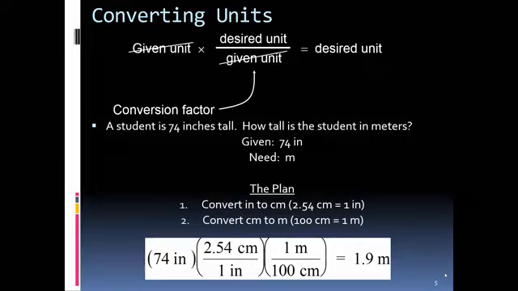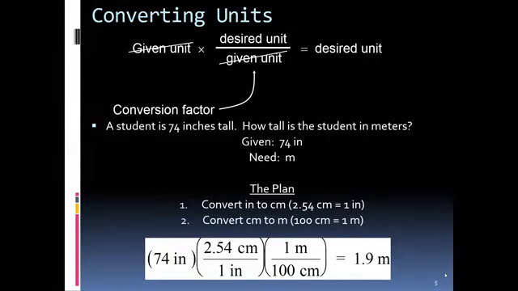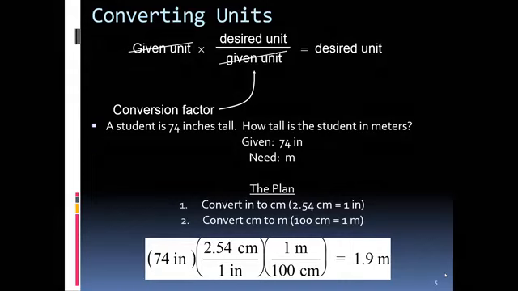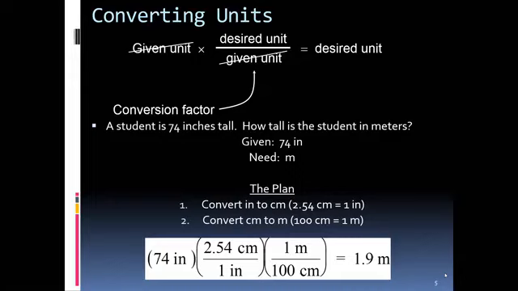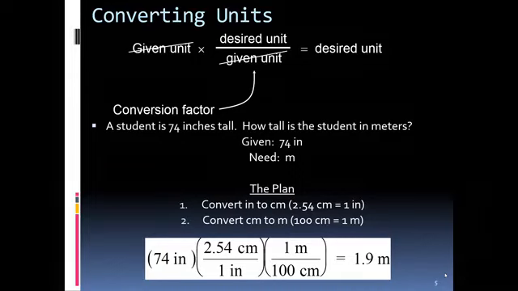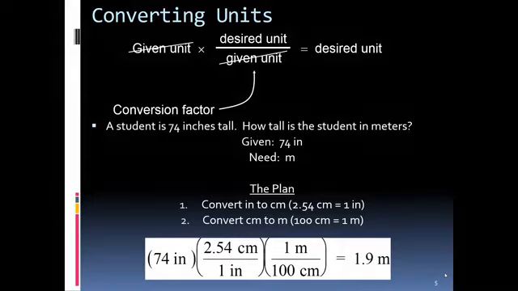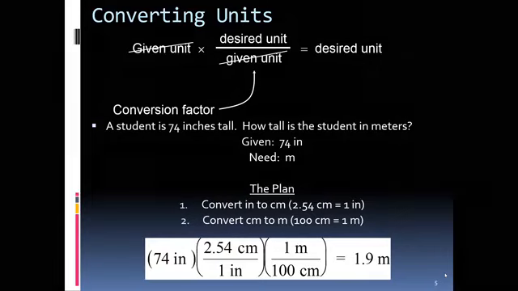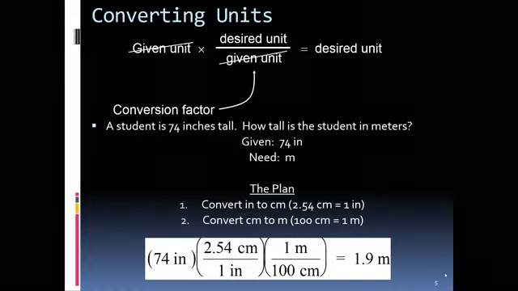If you prefer, you may write 74 over 1, but it should be noted here that the 74 is found in the numerator or top portion of every fraction. You'll notice that we are enacting step 1 when we multiply the 74 inches by 2.54 centimeters, which is our desired unit for step 1, over 1 inch. The inches cancel. That's the given unit being removed in step 1.